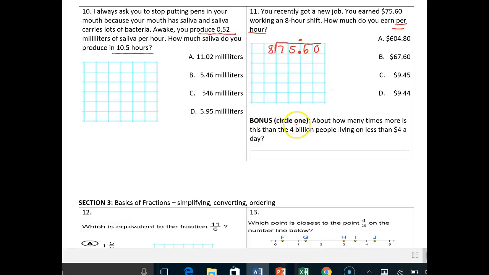There's a bonus question at the bottom. It says circle one. You don't need to circle one. About how many times more is this than the 4 billion people living on less than $4 a day? So when you get your answer, think about how many times more is it than $4.